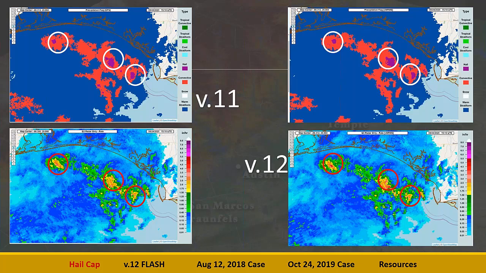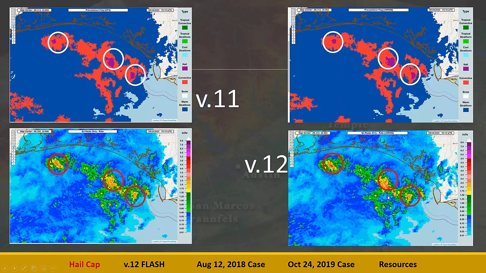But if you look then at the bottom, the actual rainfall rate, it may be a little bit hard to tell, but there's a lot more detail in that version 12 rainfall rate, especially on this top one, where you can see a lot darker reds here that aren't evident in version 11. This middle one is a lot more blocky, where there's a lot more detail in version 12.